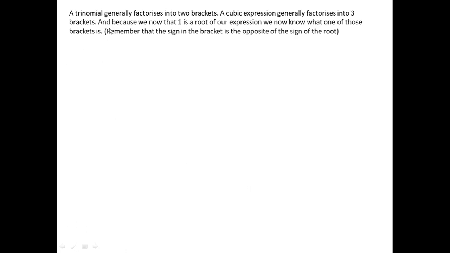Right, so you will have remembered that in a trinomial it generally factorizes into 2 brackets. A cubic expression generally factorizes into 3 brackets. And because we know that 1 is a root of our expression, we now know what goes into one of those brackets. It's going to be x minus 1. Like with a trinomial, if the root is 1, what goes in the bracket has the opposite sign. So x minus 1 is going to go into our bracket.